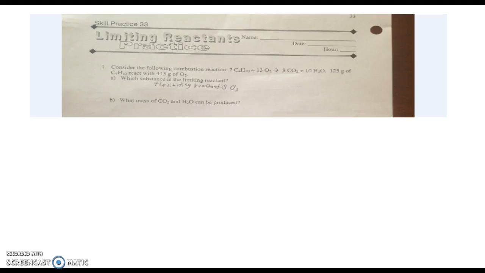Okay, let's consider the problems on this skill practice 33. Consider the following combustion reaction. We're going to use 125 grams of C4H10 and we're going to react it with 415 grams of O2. Which substance is the limiting reactant?